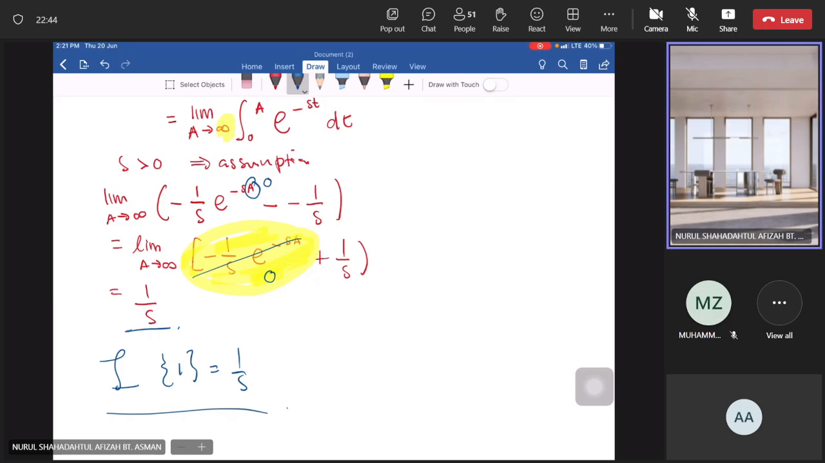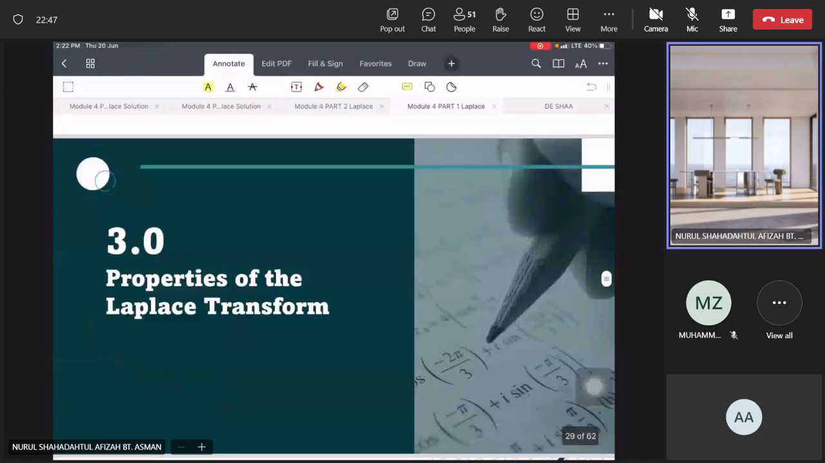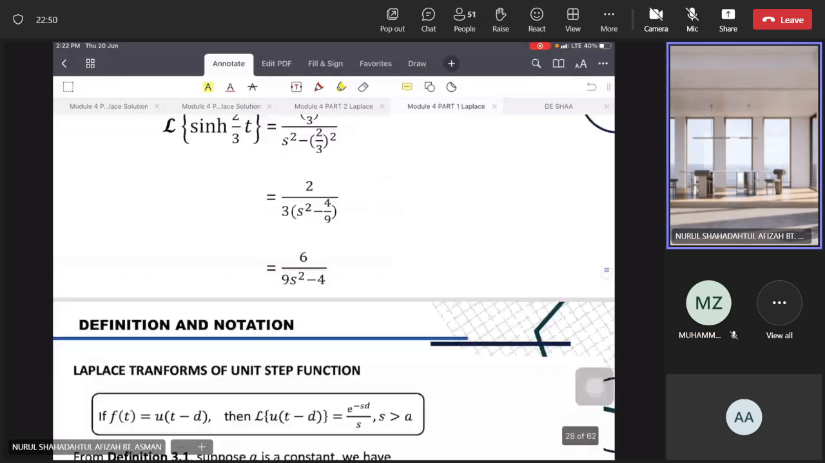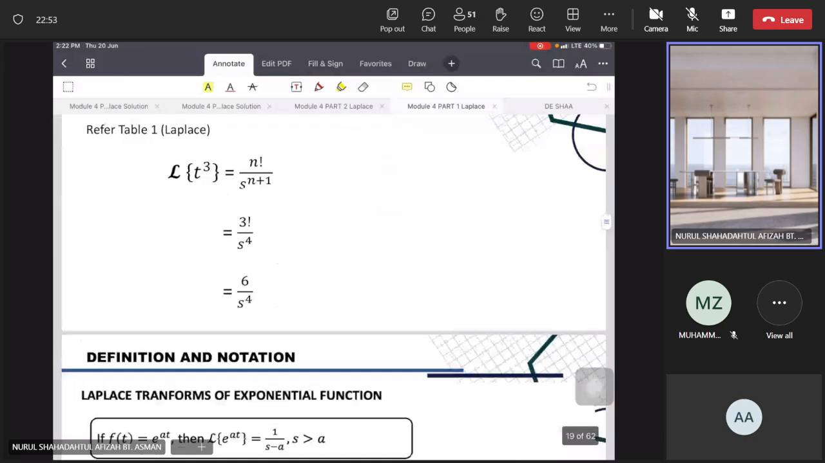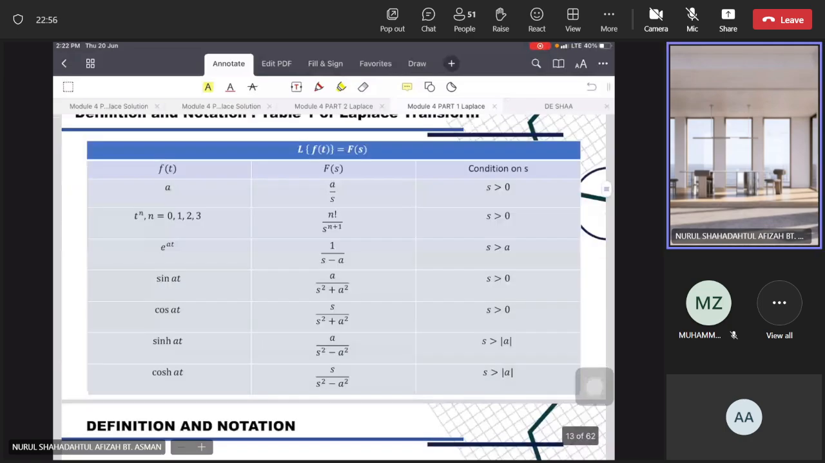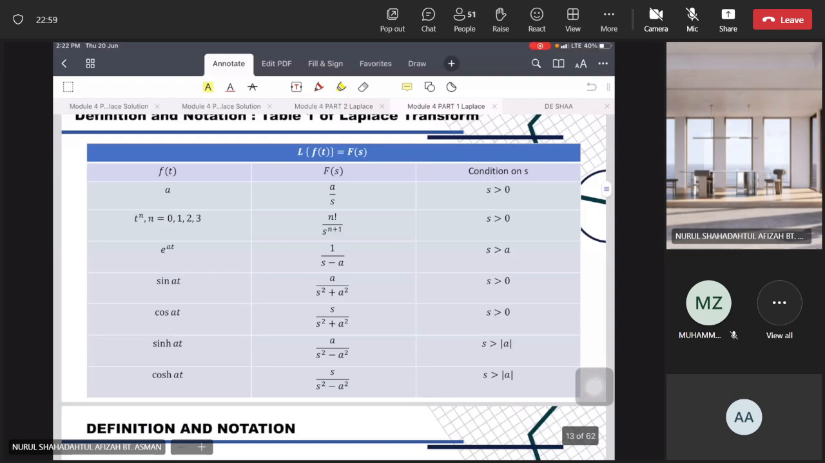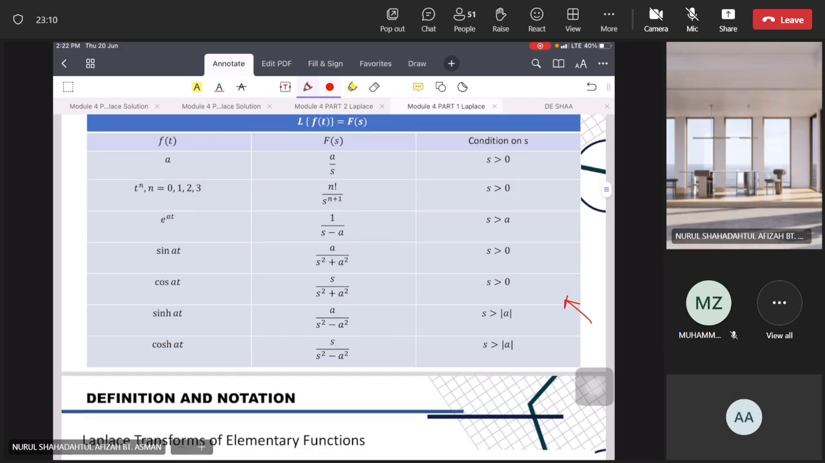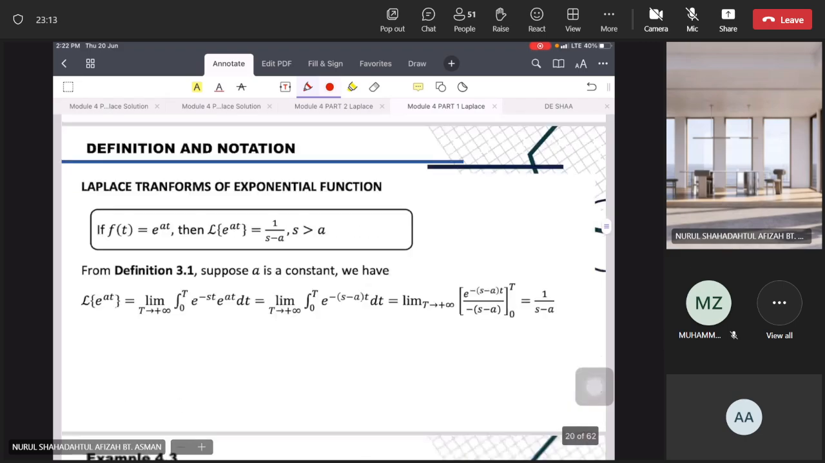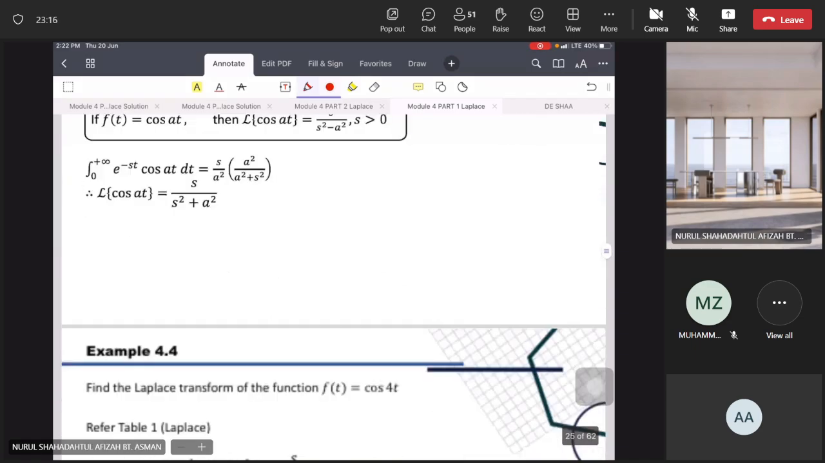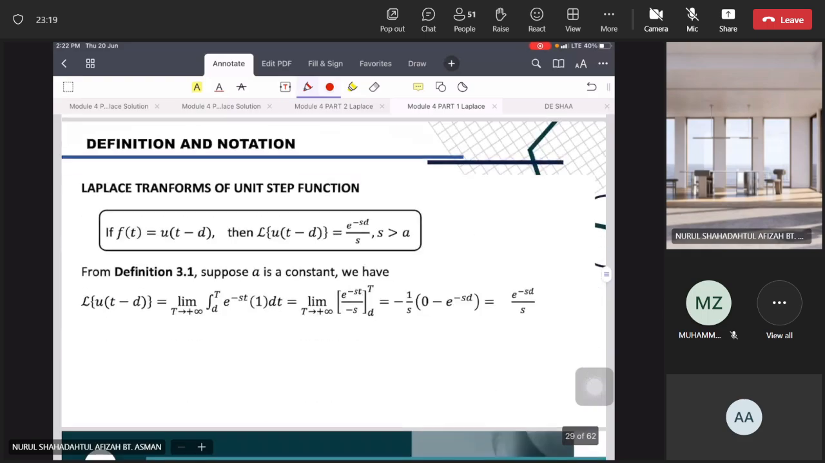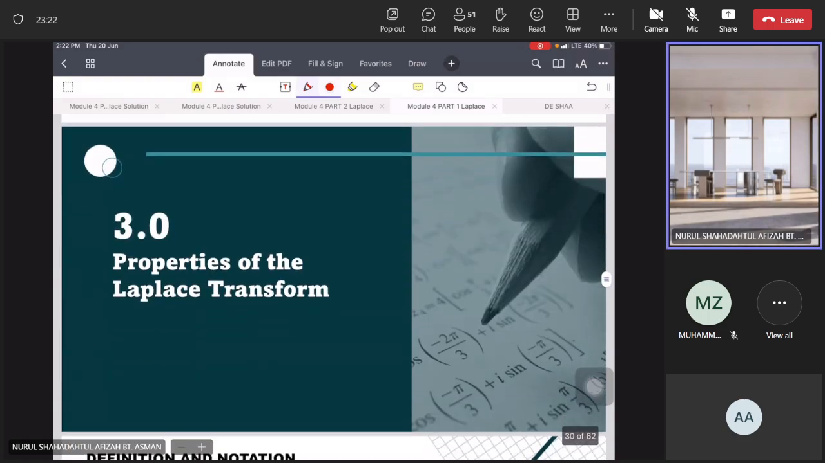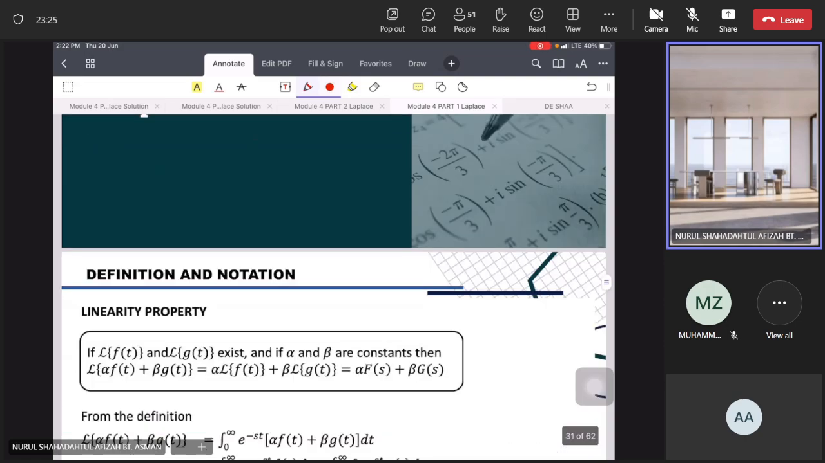So for today, we will continue, and also we have other functions by referring to the table. You can refer to this table, the table of Laplace transforms. We'll continue for today with the properties of the Laplace transform.